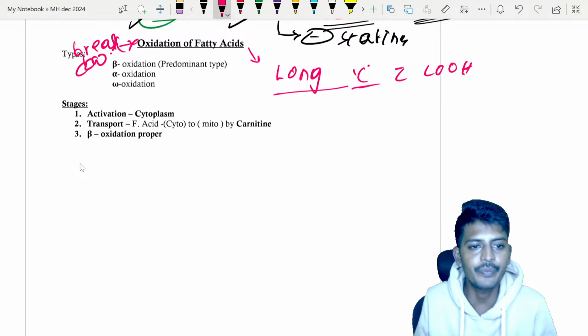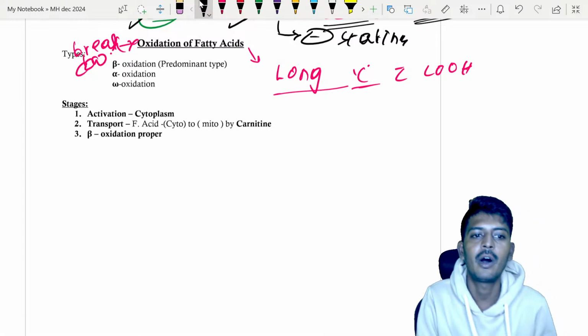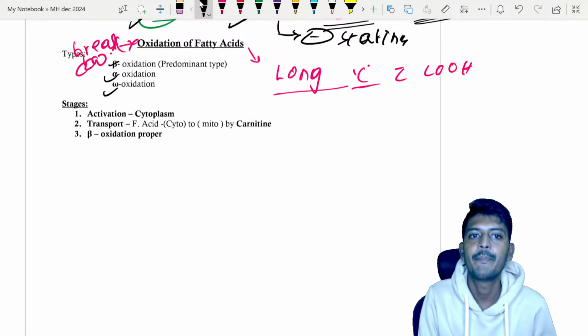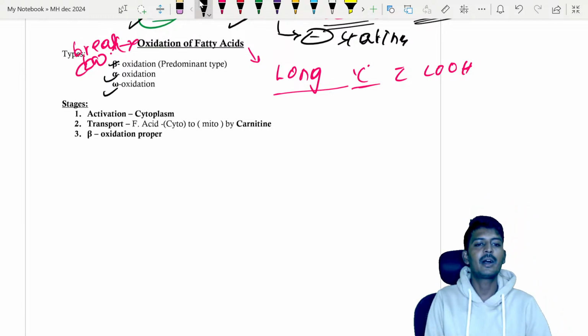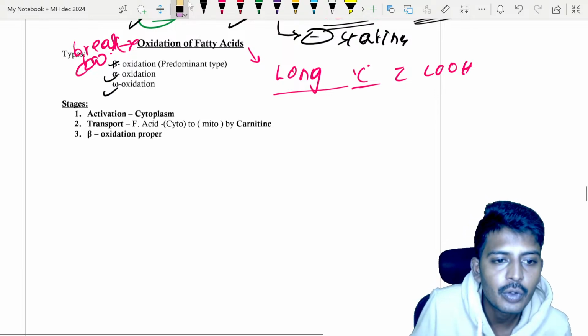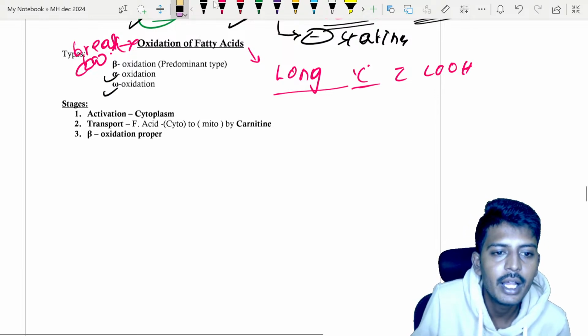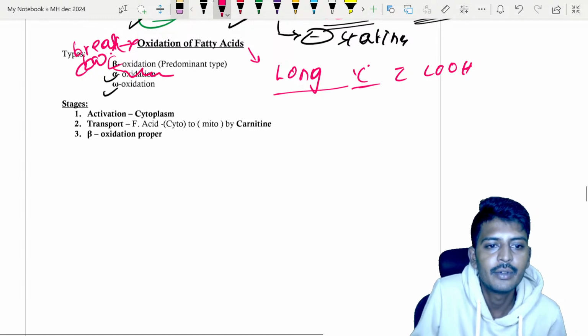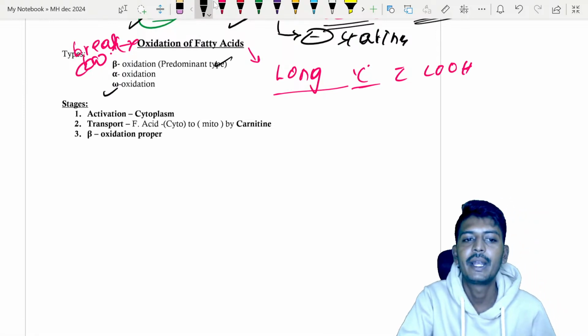Among these there are three types of oxidation: beta oxidation, alpha, and omega, right? Alpha type, beta type, and omega. The most common oxidation in a healthy individual in the human body is beta oxidation. Beta oxidation is the predominant type.